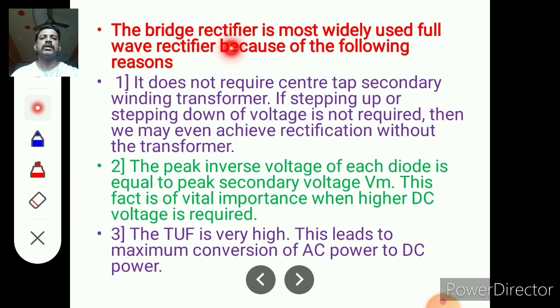The bridge rectifier is most widely used as a full wave rectifier for the following reasons. It does not require a center tap secondary winding transformer. If stepping up or stepping down of voltage is not required, then we may even achieve rectification without the transformer. The peak inverse voltage of each diode is equal to the peak secondary voltage Vm. This is of vital importance when high DC voltage is required. The TUF is very high, thus this leads to the maximum conversion of AC power to DC power.